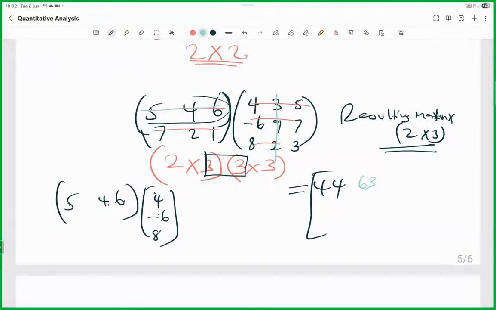Take the third one, still picking the same row, the third column now. First one, so it is 5 times 5 plus 4 times 7 plus 6 times 8. Anybody getting 71 anywhere? Getting 71, third one. Anybody getting a 71?